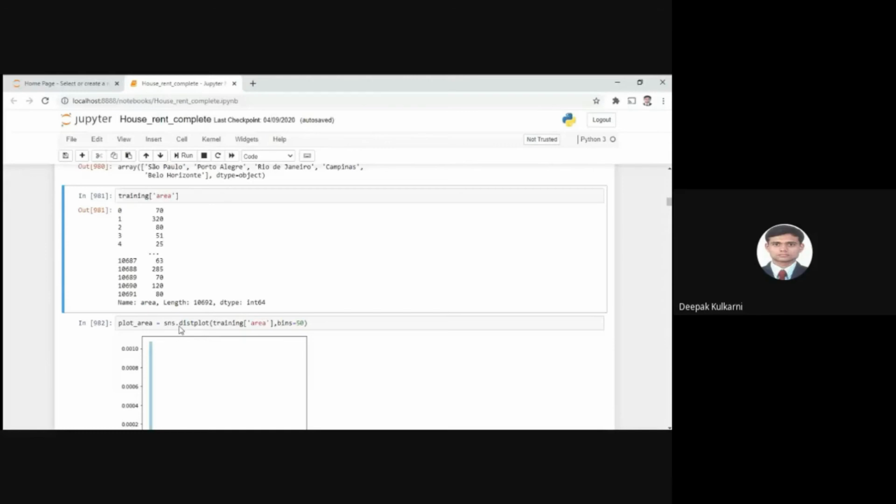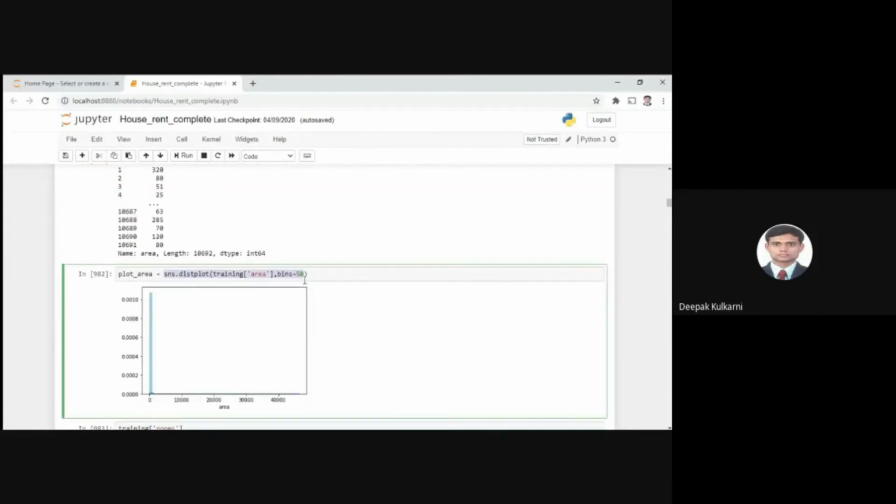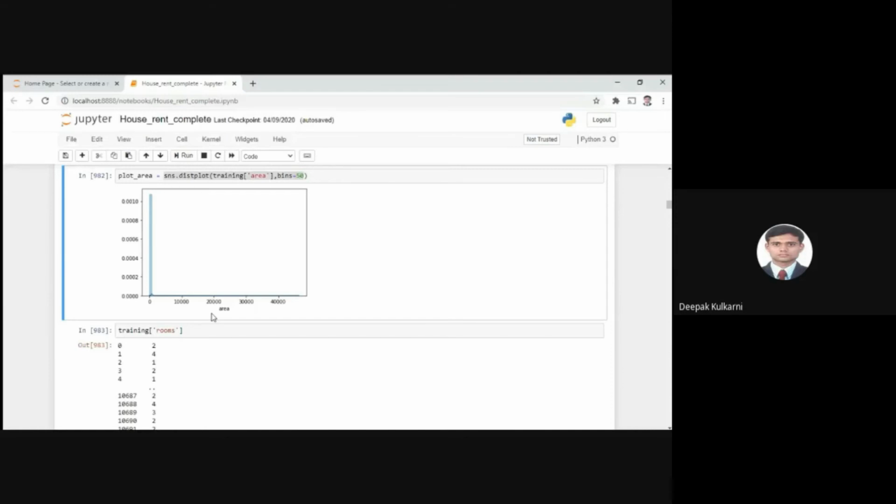This plot gives us the distribution of the data points. Similarly, we have done this for all the variables that are present in the data set. There is another variable, animal, and it has only two values, accept or not accept. It is an object, and object is a categorical variable.